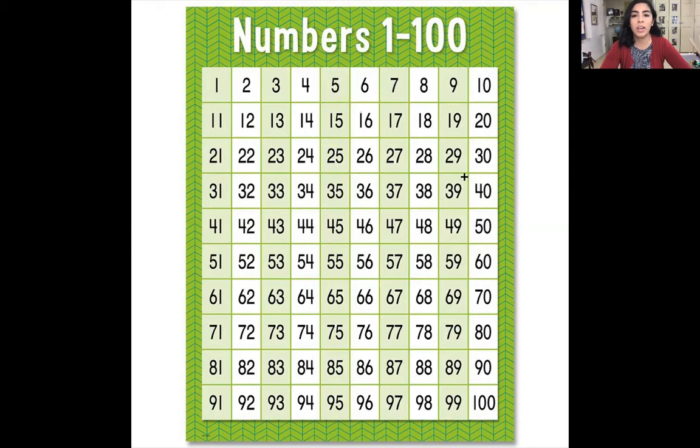Let's do that again. 10, 20, 30, 40, 50, 60, 70, 80, 90, 100. Now let's count backwards. 100, 90, 80, 70, 60, 50, 40, 30, 20, 10.